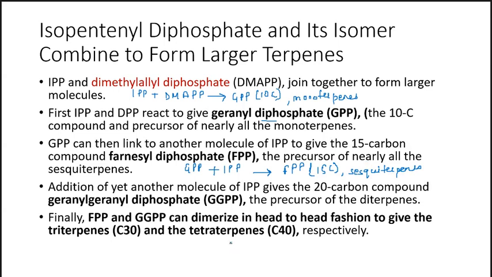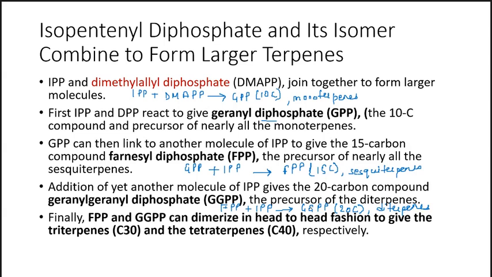Now the 15 carbon compound will combine with another 5 carbon compound, IPP, to form 15 plus 5, 20. The name of the 20 carbon compound is GGPP, double G, geranylgeranyl pyrophosphate. In mono it's single G, in diterpene it's double G, which is a 20 carbon compound and is the precursor of all diterpenes.